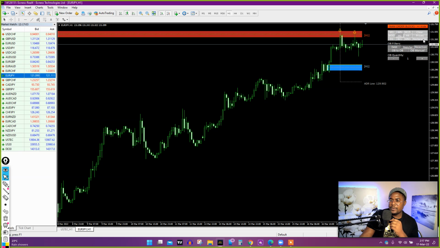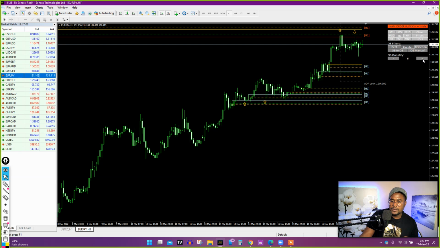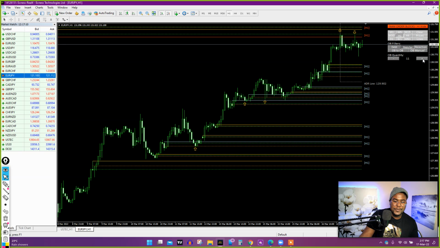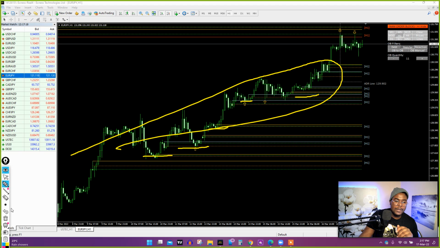Let's try Euro JPY. Let me remove these rectangles. Look, just look. Why? Because the market was just telling us to do what? To buy. No sell opportunities around this area. It's only buys.